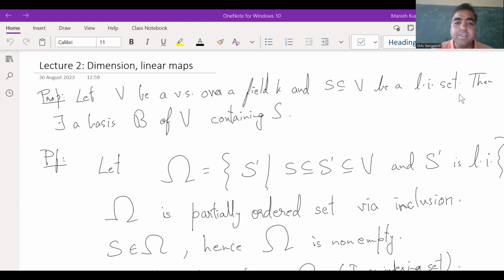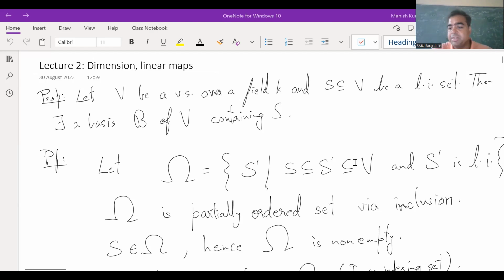So in particular it tells you that there exists a basis. Or S could be any non-zero element of a vector space, since a singleton non-zero element is also linearly independent. But any linearly independent set, you can extend it to a basis.